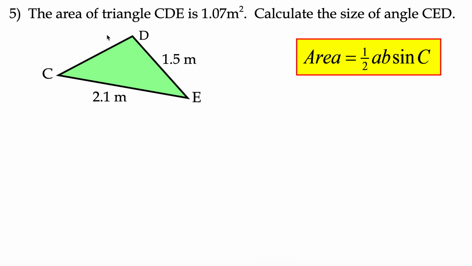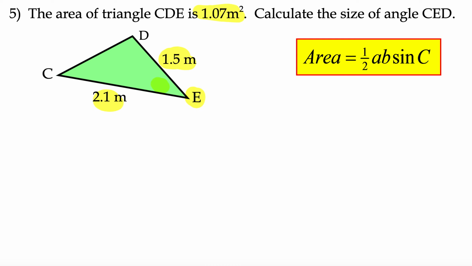So we're going to have a look at this triangle here. We're told that the area is 1.07 square meters. We're given some information about two sides. So we've got 1.5 meters and 2.1. That would mean that we would normally use this angle here at E to work out the area, two sides and the inclusive angle. And sure enough, it says calculate the size of angle CED. Angle CED is this one here at E. So we're going to find that angle out.